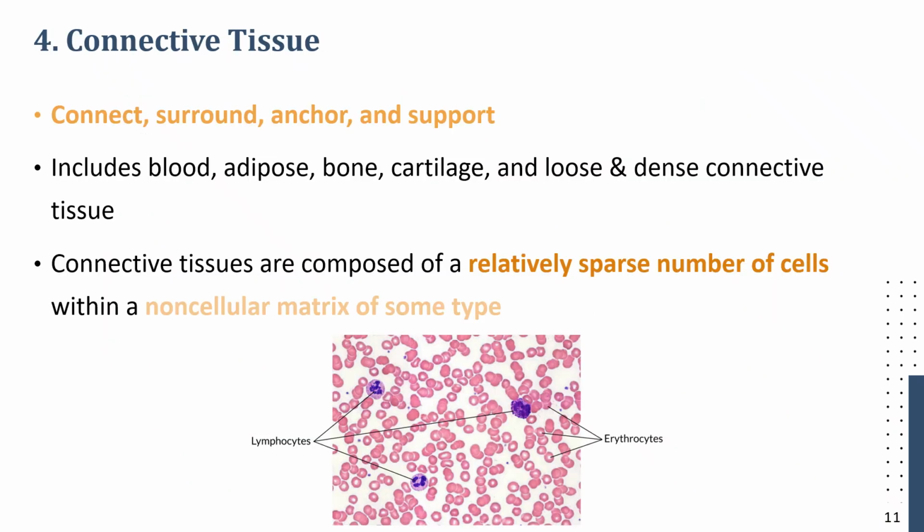Our last type of animal tissue is connective tissue. Connective tissue, just like it says, acts to connect our different tissues and organs. So for example, blood is a connective tissue that transports nutrients and oxygen in between our different tissues and organs. There are several different types of connective tissue, just like our epithelial tissue. There's a variety of different structures and functions here.